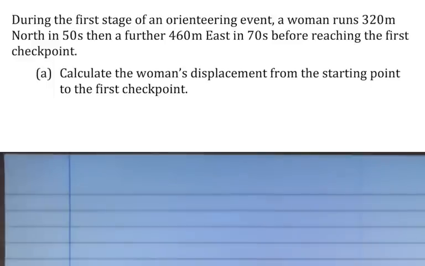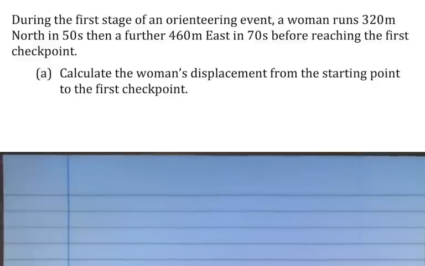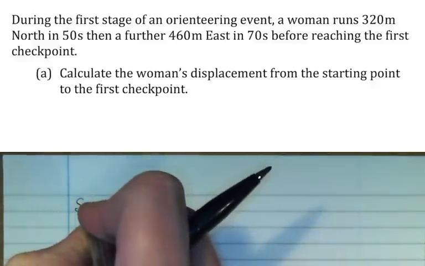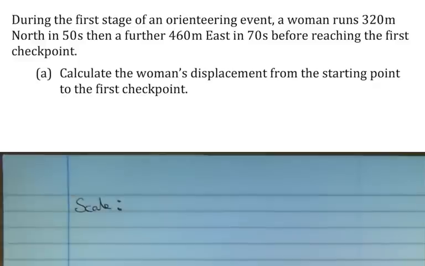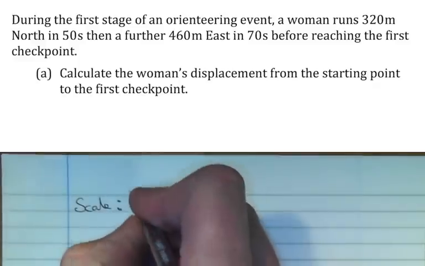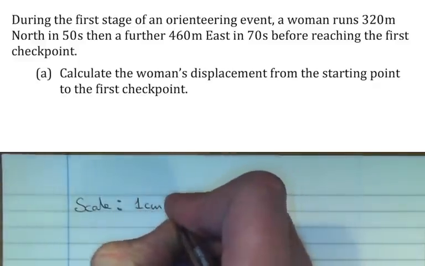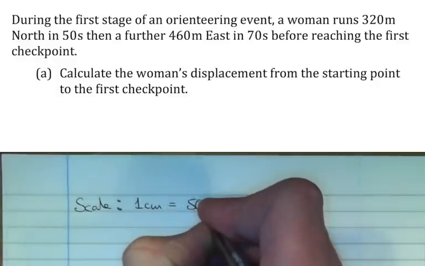So let's see, I'm adding 320 meters north, then 460 meters east. What I could do is make 1 centimeter represent 100 meters, then the length of the two lines I'd be drawing would be 3.2 centimeters and 4.6. That sounds a bit too small. So in fact, the scale I'm going to use, and I would write that down, is scale 1 centimeter represents 50 meters.